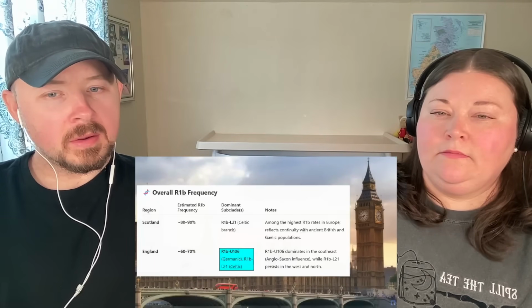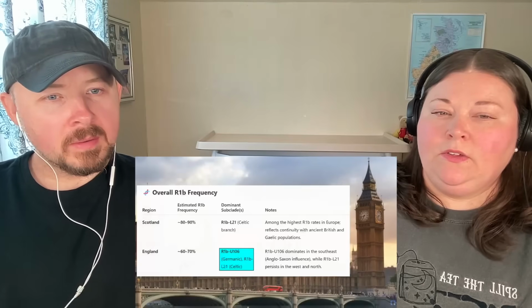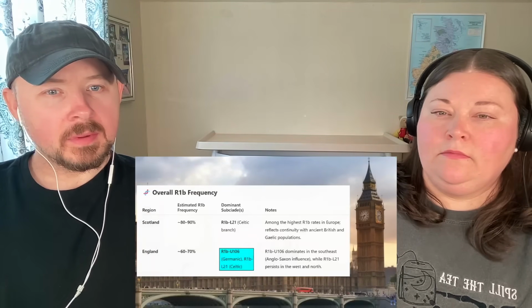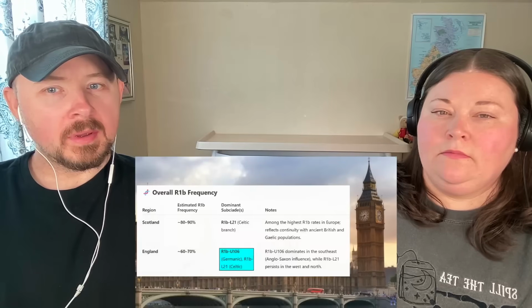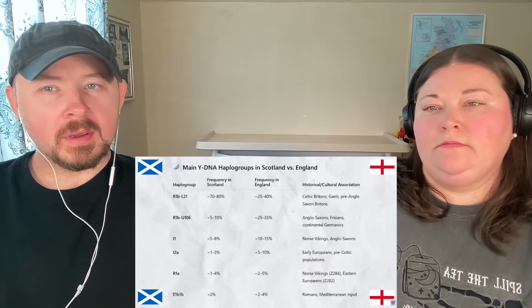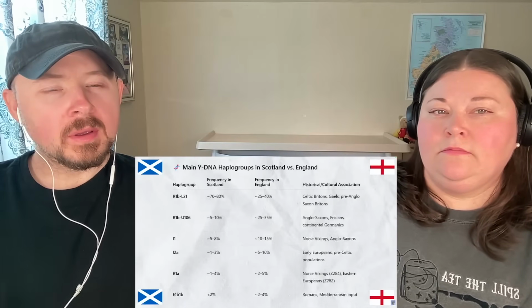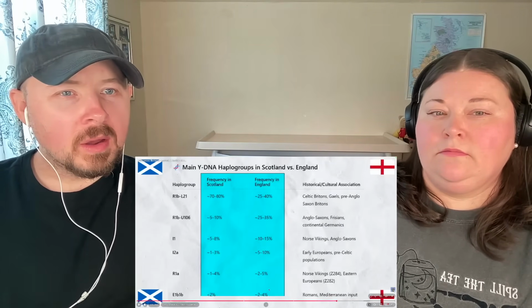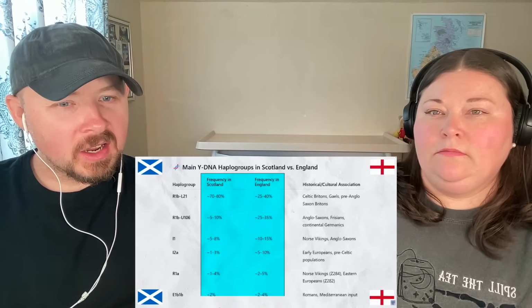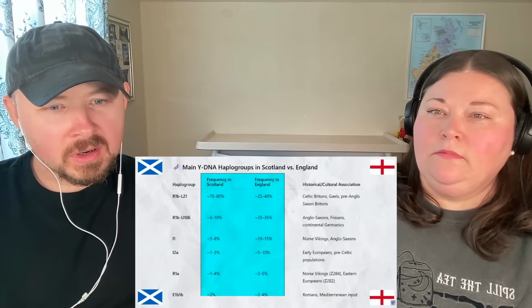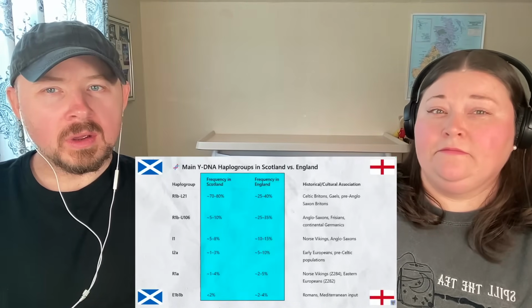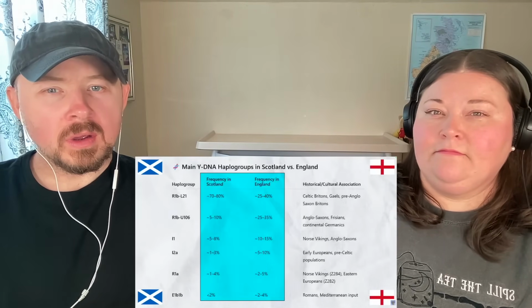R1b-L21, which is higher in the north of the country and associated more with Celtic ancestry, and then R1b-U106, which is highest in the south and east of the country and is associated more with Germanic ancestry. This table shows the breakdown of the main Y-DNA haplogroups in Scotland versus England. Huh. Okay, that's interesting. This is very interesting. You can see how R1b-L21 dominates Scotland, but England has a mixture of these two subclades of R1b.